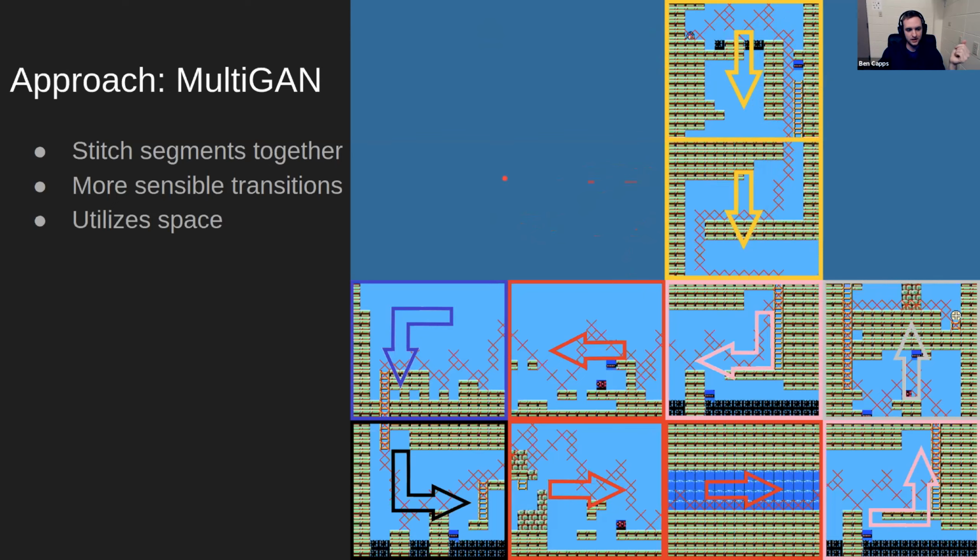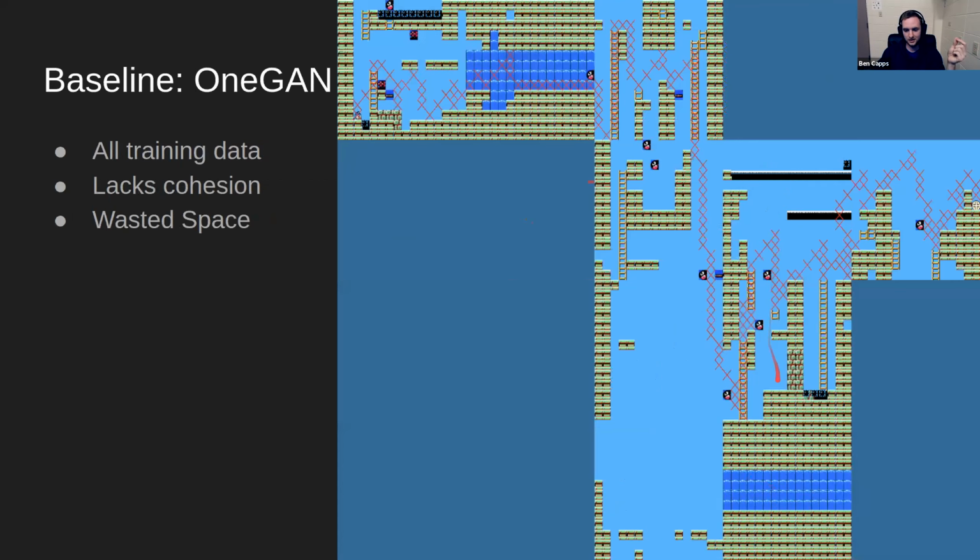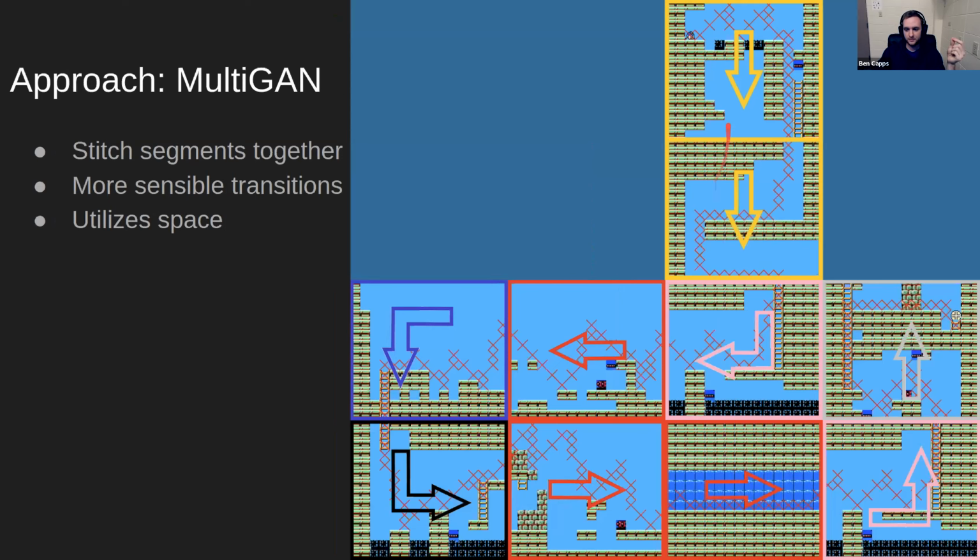And so as a result, there are more sensible transitions, and it utilizes the space more. So as you can see, comparing to the single generative adversarial network, there's a ton of wasted space and two segments that are entirely unused, versus for this approach, all the segments are used and there's actually quite a bit of the solution path in each of them.